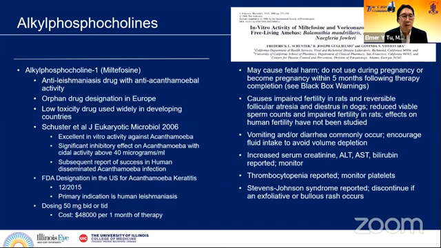So this is an alkylphosphocholine. It has an orphan designation in Europe, but it is now approved here in the US since December, I think, of 2015 for acanthamoeba keratitis and the year prior for leishmaniasis. It's still fairly expensive. It's dosed 50 milligrams BID or TID depending on weight, and there's a WHO recommendation and cutoff for weight where you would use one or the other.